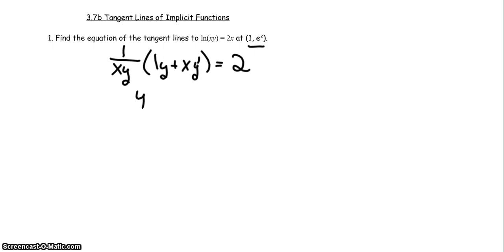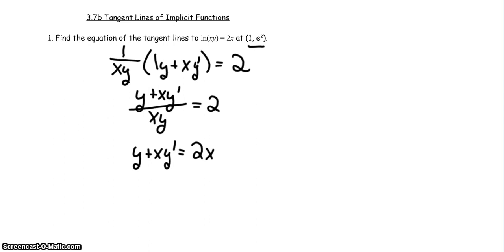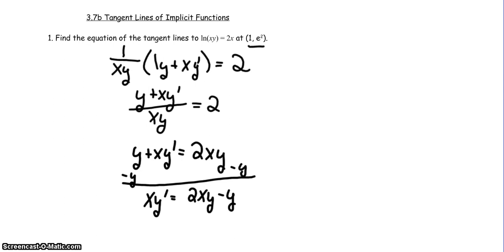So I'm going to rewrite this just to make it a fraction. I'm going to go ahead now and cross multiply. So I have y plus xy prime equals 2xy. Subtract the y over, and I have xy prime equals 2xy minus y. And then lastly, I'm going to divide by x. So the derivative is 2xy minus y all over x.